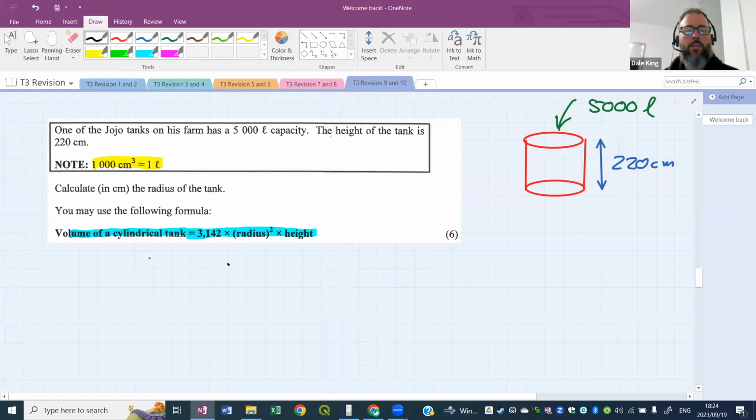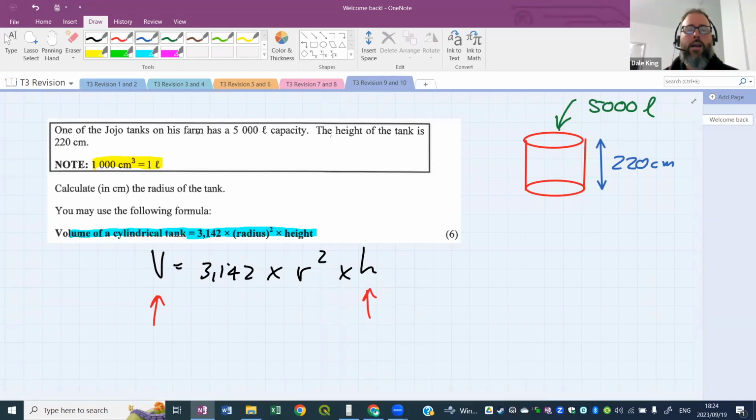I'm going to write the formula out in a more simple form. So V is equal to 3,142, we know that's the pi number, times radius squared times height. Okay. So Ben is suggesting that we fill all these things in. We give it the volume and we give it the height, and then out will come the radius if we change this formula or this equation around a little bit.